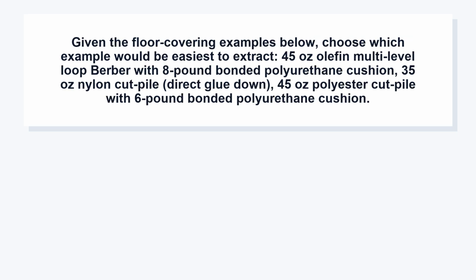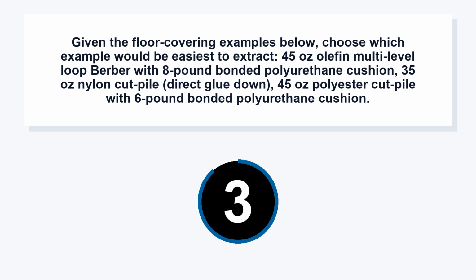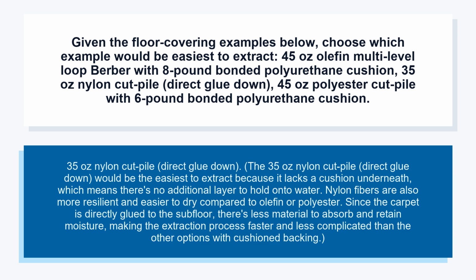Given the floor covering examples below, choose which example would be easiest to extract. 45 ounces olefin multi-level loop Berber with 8-pound bonded polyurethane cushion, 35 ounces nylon cut pile, direct glue down, 45 ounces polyester cut pile with 6-pound bonded polyurethane cushion. 35 ounces nylon cut pile, direct glue down.